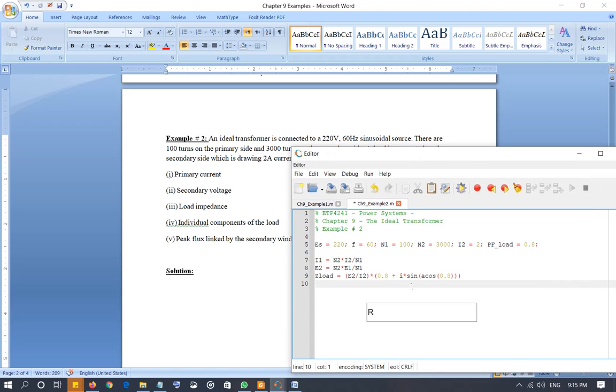And then the individual components of the load. So R is the real part of Z load, XL is the imaginary part of Z load, and then from XL we can calculate inductor. L is equal to XL divided by omega, 2 times pi times F.